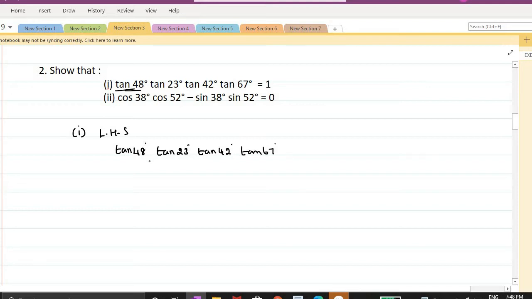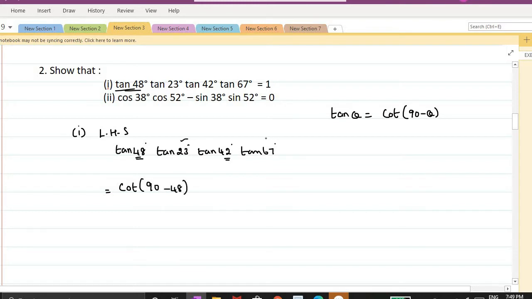I am going to select which two angles, if I add, I will get 90 degree. So 48 plus 42, if I add, I will get the complementary angle. Complementary angle means 90 degree. So I am going to select this first term and convert it into a complementary angle. What is the complementary angle formula? Tan theta equals cot 90 minus theta. Here, in place of theta, 48 is there. Therefore cot 90 minus 48.